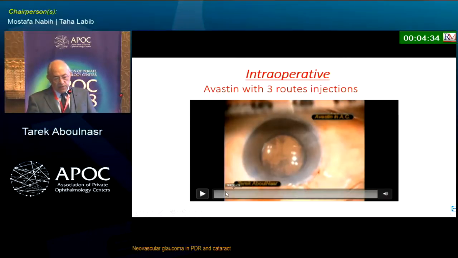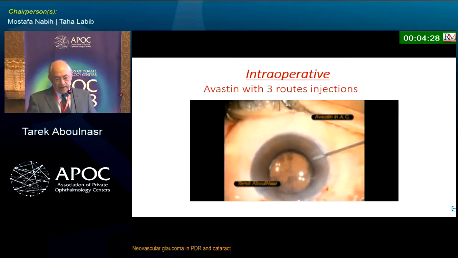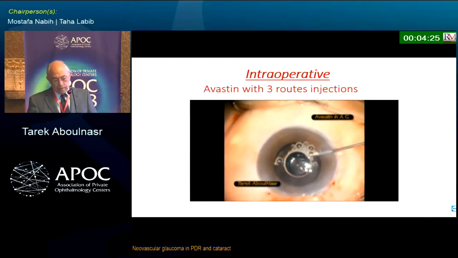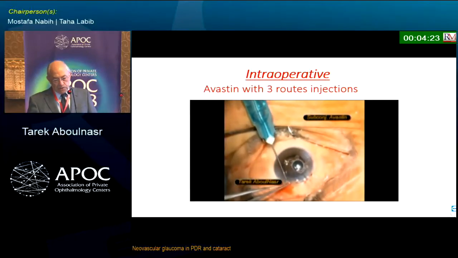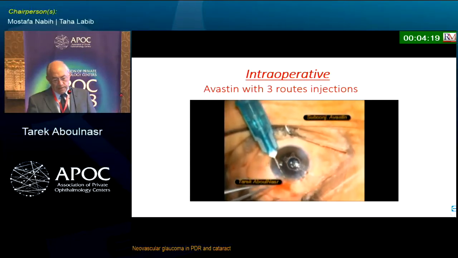Lastly, we can use it in the three forms intraoperatively, like this case. We just inject it in the anterior chamber and inject it subconjunctivally, and lastly, intravitreal.